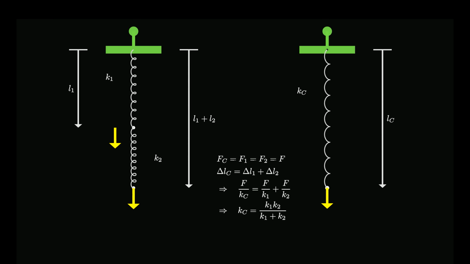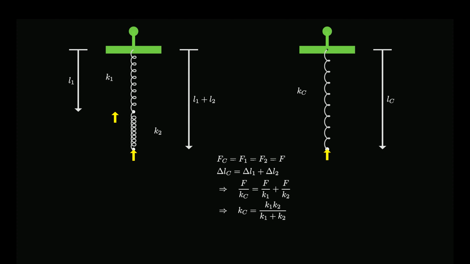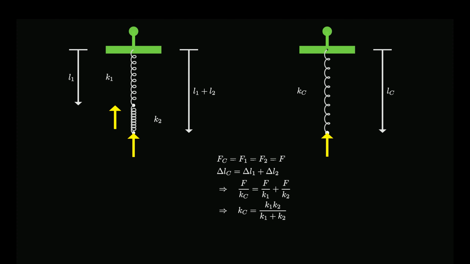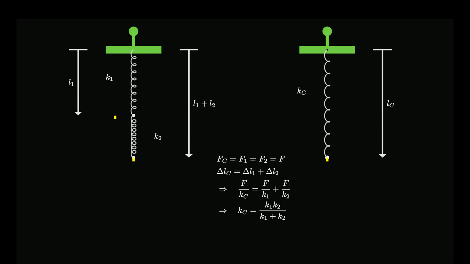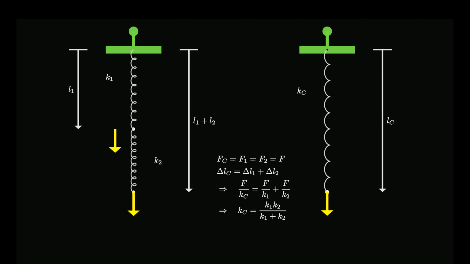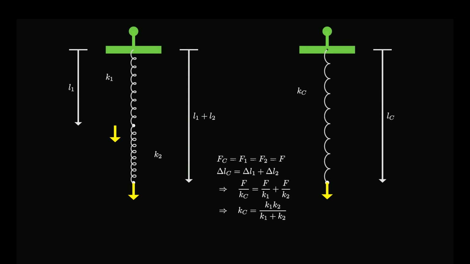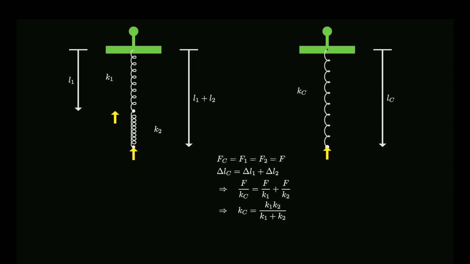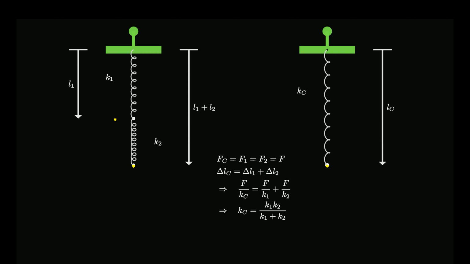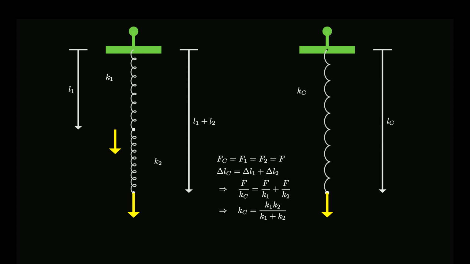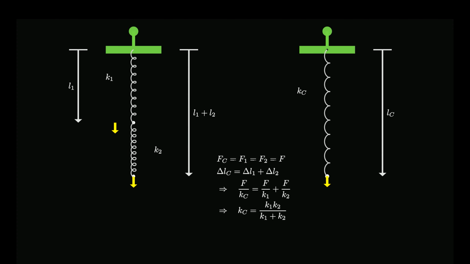In this connection type, the forces are the same because the springs are massless. Sum of spring lengths are equal to the effective spring length. Again, by taking derivatives or subtracting equations at two different times, we obtain the relationship between the displacements of the springs. As before, we arrive at an equation involving Kc in terms of K1 and K2.